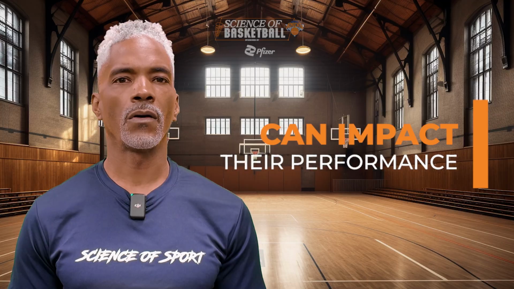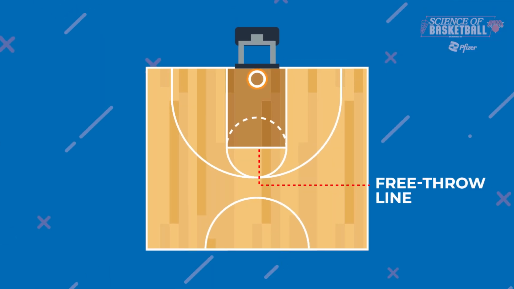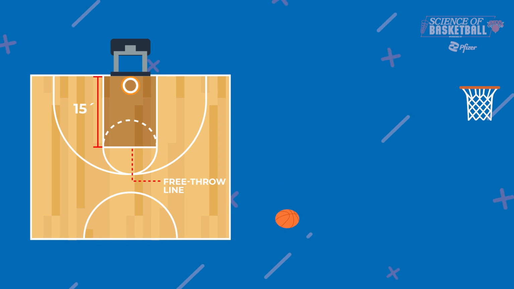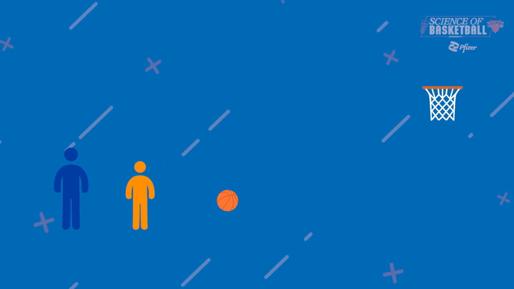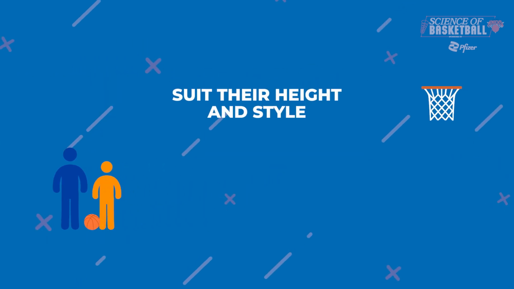Let's find out how. A free throw is taken from the free throw line, which is 15 feet away from the hoop. The goal is to shoot the ball into the hoop with an optimal arc and angle. Players who are very tall have to work on their free throws differently compared to players who are shorter and have a near-perfect technique. Each player adjusts their technique to suit their height and style.